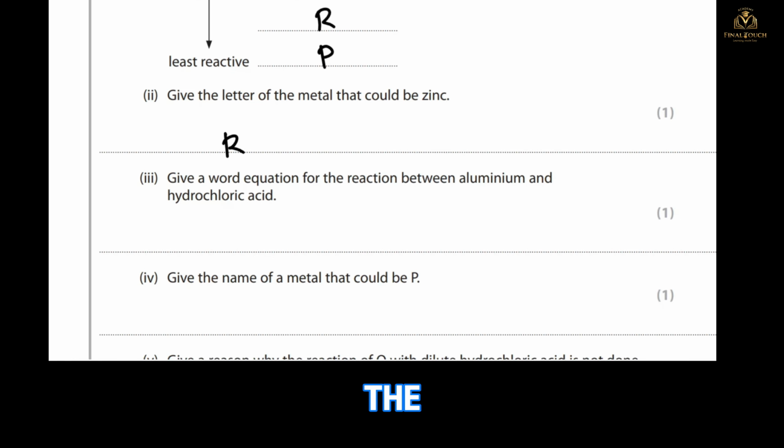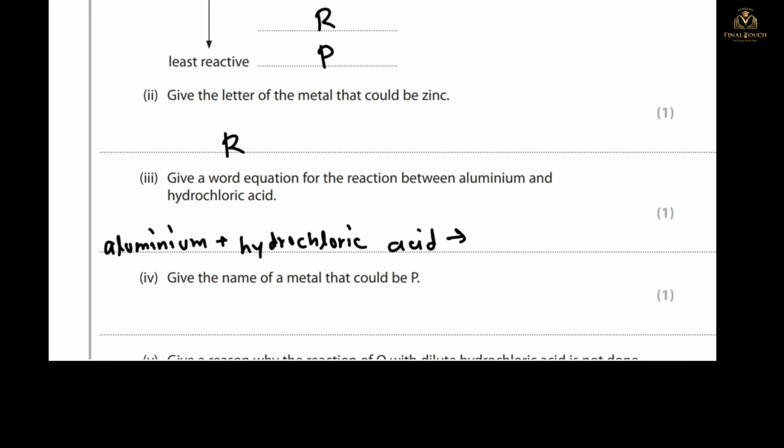So the word equation will be like this. So the products will be aluminium chloride and hydrogen.